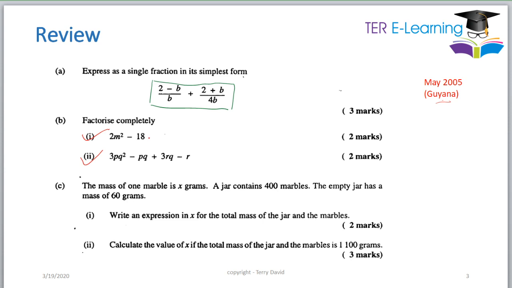For part C now, let's look at this. We have the mass of 1 marble. So the mass of 1 marble is x grams. A jar contains 400 marbles. And the empty jar has a mass of 60 grams. Write an expression in x for the total mass of the jar and the marbles. Alright, so let's come across here.